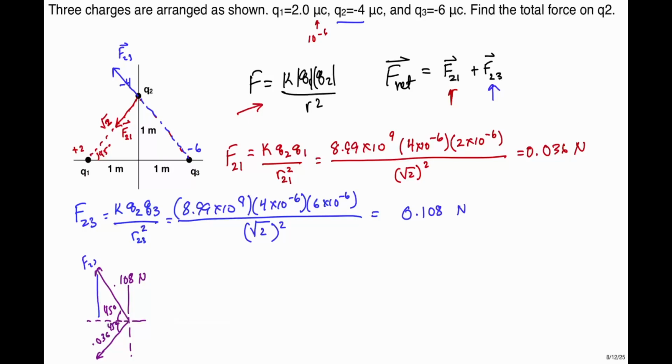So we want to find both the y and x components. F23x, right? That's going to be 0.108, and then is it sine or cosine for the x component there? This component right here. Sine or cosine? You sure? Adjacent? Yeah? Uh-oh.